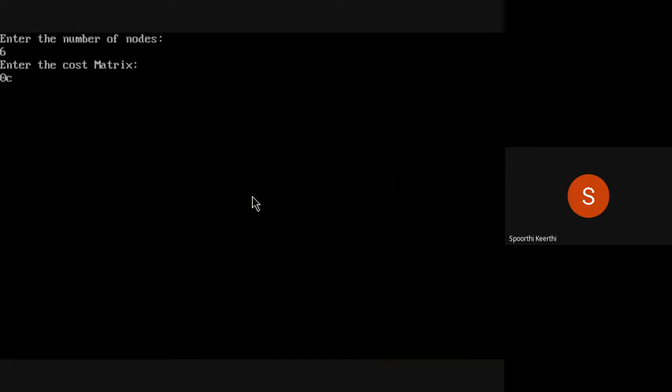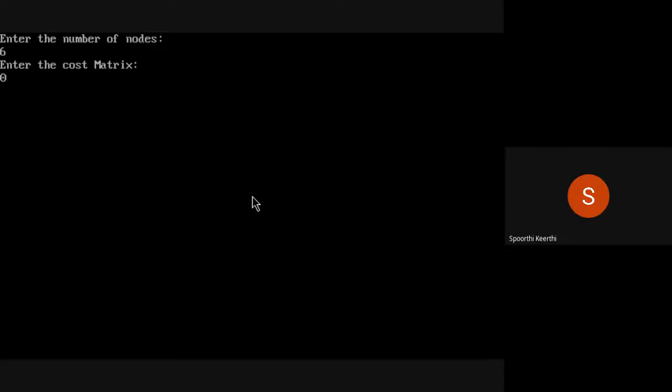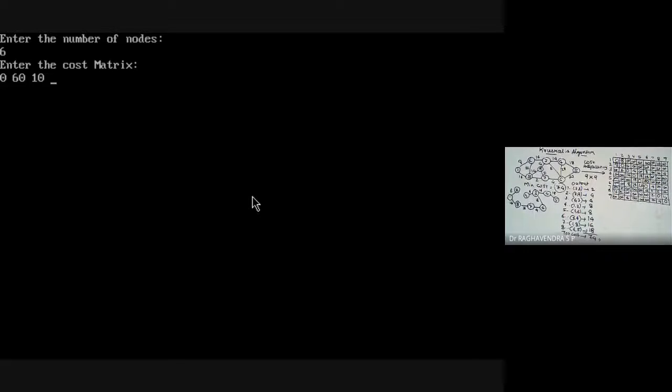First row: 0, 60, 10, and infinity. How do you give infinity? How can you give infinity in a computer? No, sir. That is why we can give a large value. Okay, a large value. With a large value, it seems to be an infinity. So the first row is over.